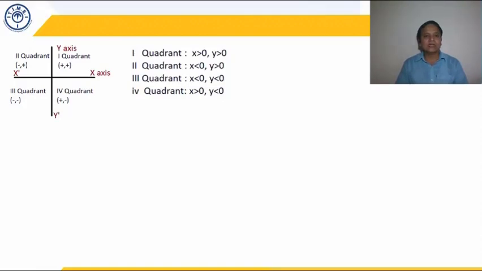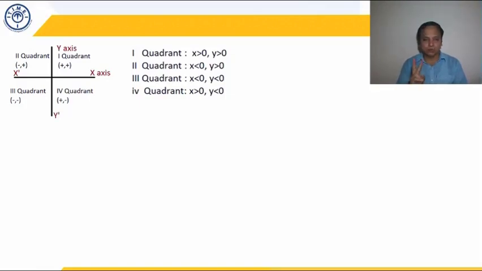In second quadrant, x is less than 0 whereas y is greater than 0. Third quadrant, x is negative, and y coordinate is also negative. In fourth quadrant, x is positive and y coordinate is negative, as shown in the figure also.